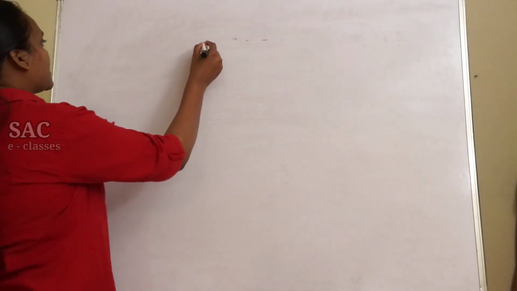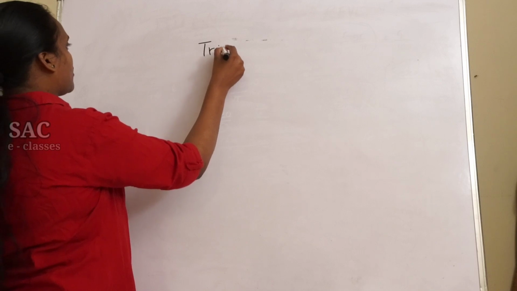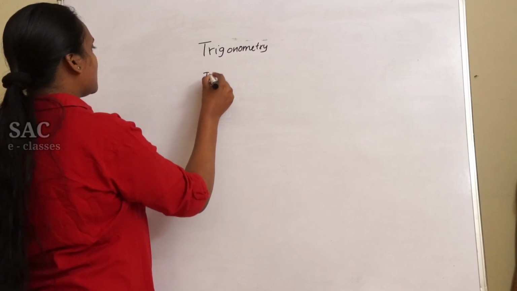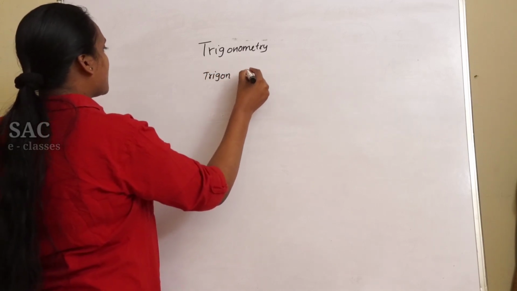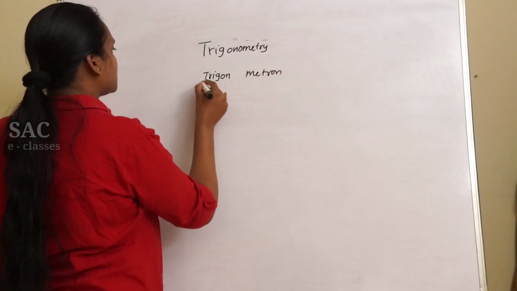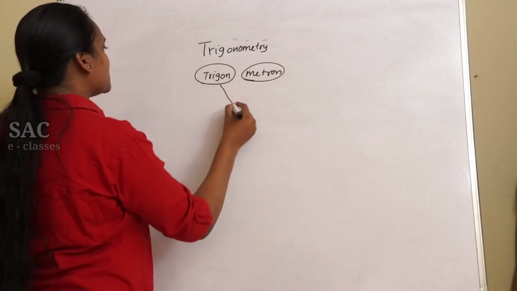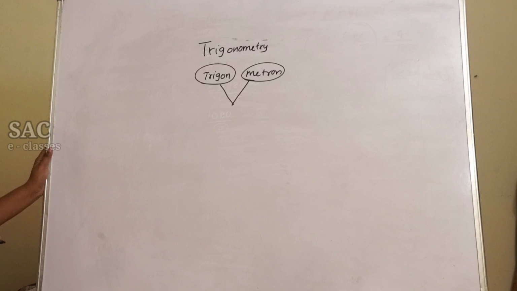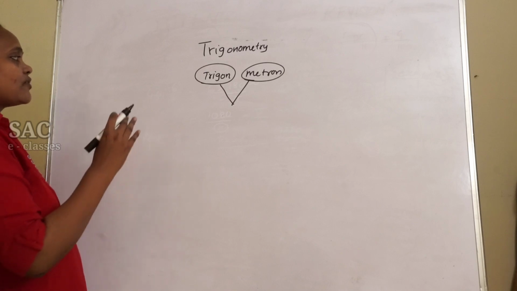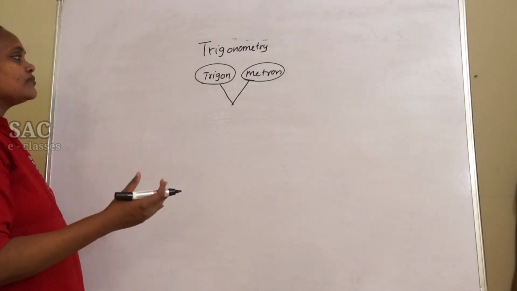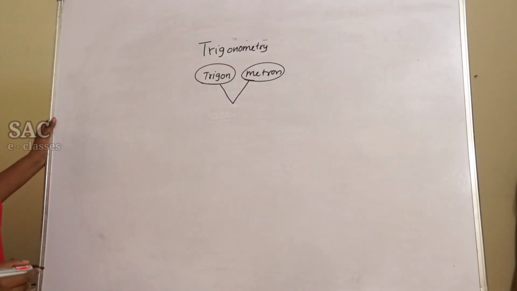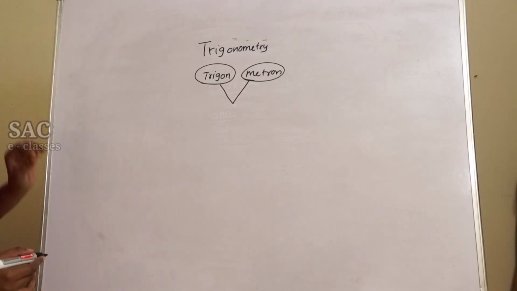Now we came to our actual topic, trigonometry. Trigonometry is derived from a Greek word, a couple of words, trigon and metron, which means measuring the sides of a triangle. That means it completely involves solving the sides of a triangle, or geometrical operations with it.